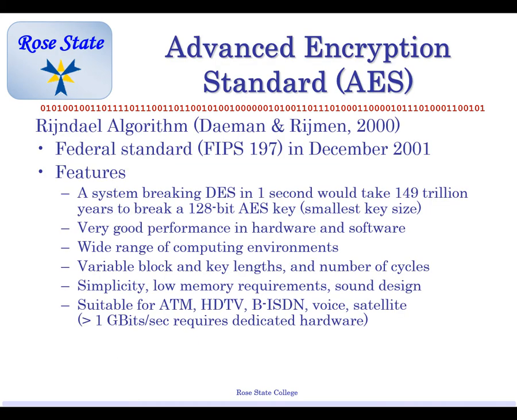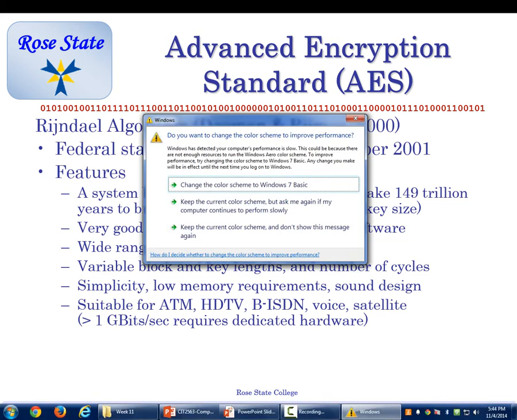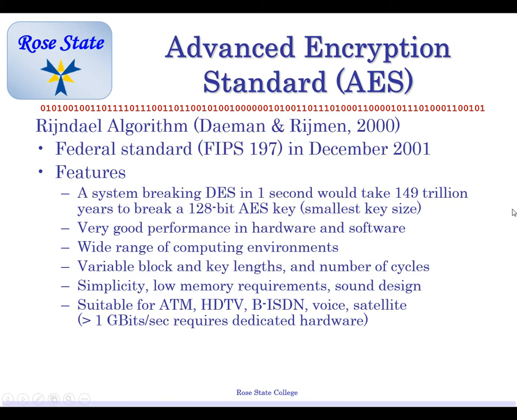Okay, let's talk about AES, Advanced Encryption Standard. Made from the Rijndael algorithm. FIPS 197, and I like what it says here. A system that can break DES in 1 second. Y'all know what DES is now, hopefully. A system that could break that in 1 second would take 149 trillion years to break AES with this smallest encryption key.